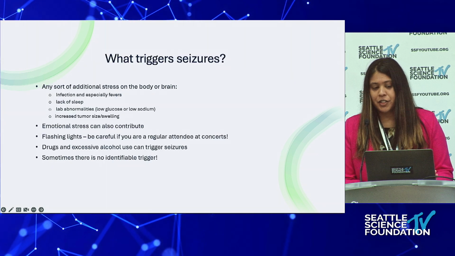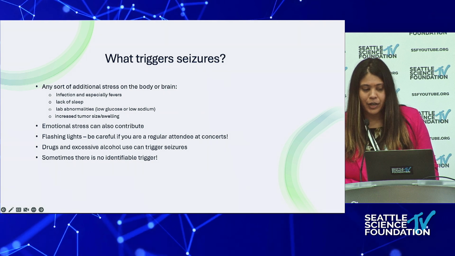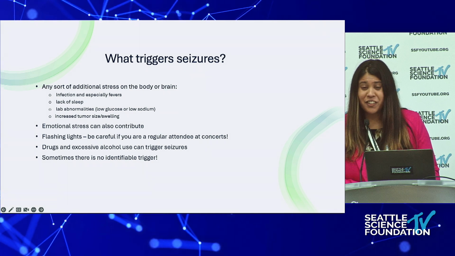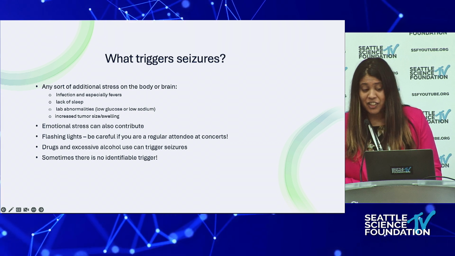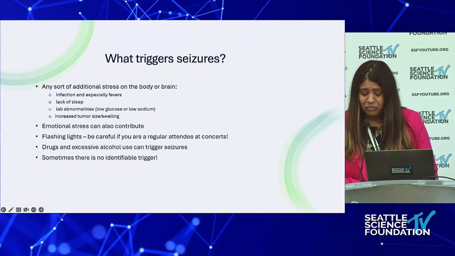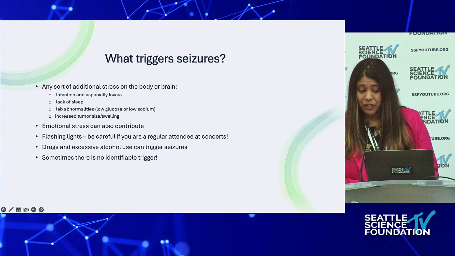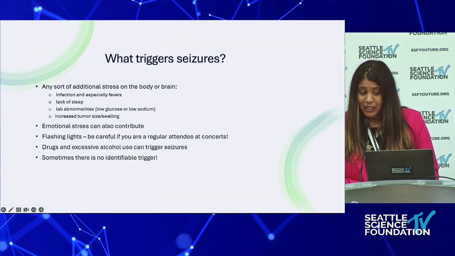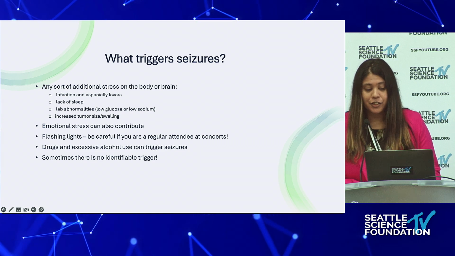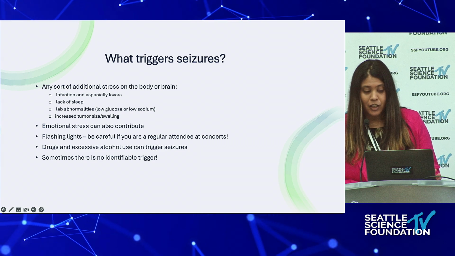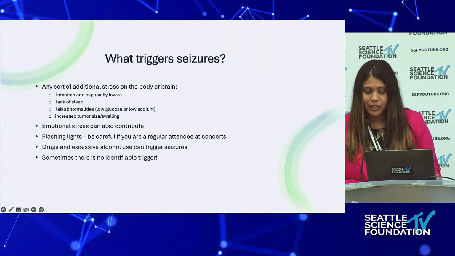So what triggers seizures? Really any sort of additional stress on the body or the brain. Infection, and especially fevers, can trigger seizures. Lack of sleep, lab abnormalities such as low glucose or low sodium, and increased tumor size and swelling can also trigger seizures. Emotional stress can contribute. Flashing lights are a notorious trigger for seizures, so be careful if you're a regular concert attendee. Drugs and excessive alcohol use can trigger seizures.